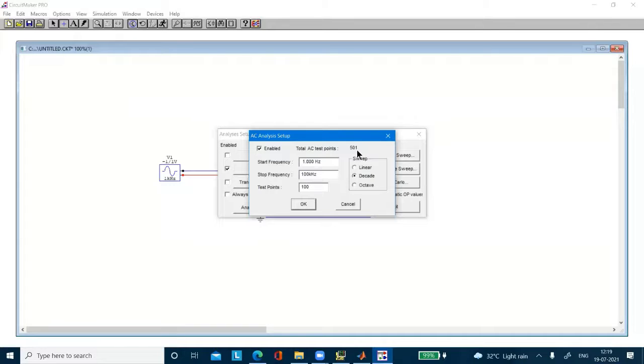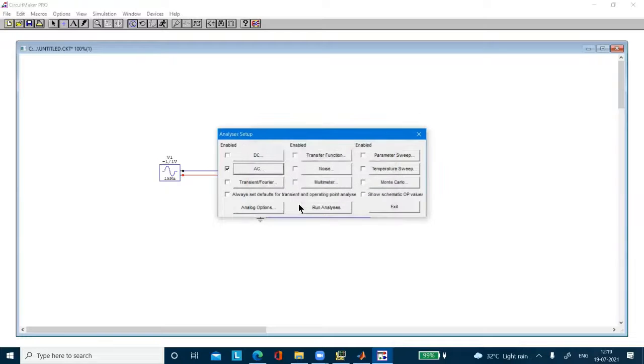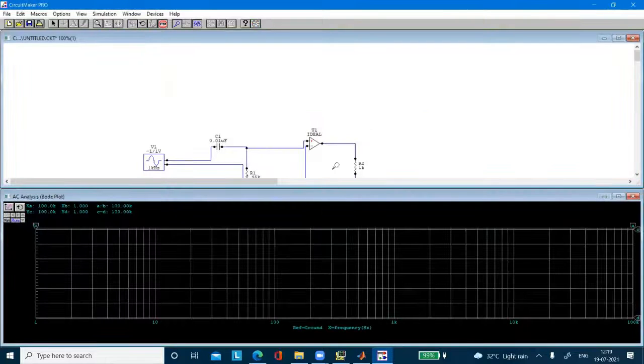Look, total test points is 500 because 1 to 100 has 100 test points, 100 to 1000 another 100, 1000 to 10,000, and this way. Okay. So go to OK, run analysis setup. Now here press the value. This is a high pass filter. Look at the response. You know the cutoff frequency is 2 kilohertz.